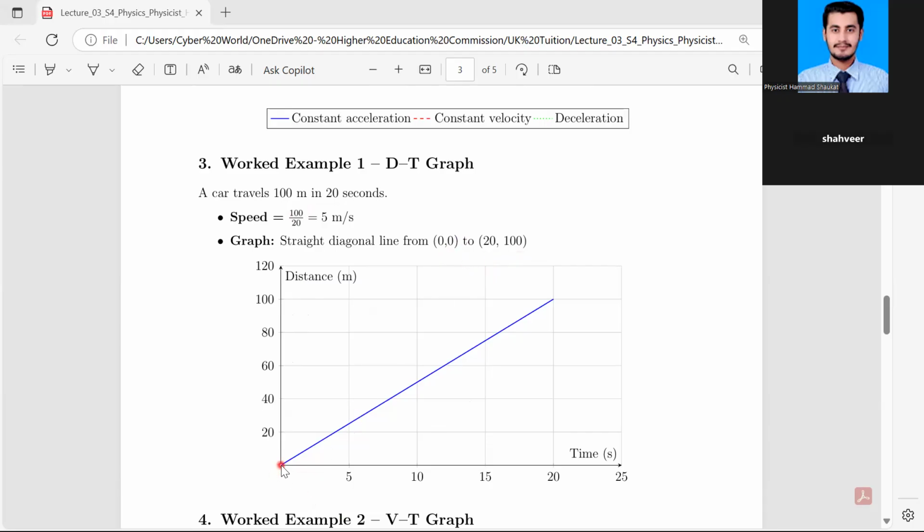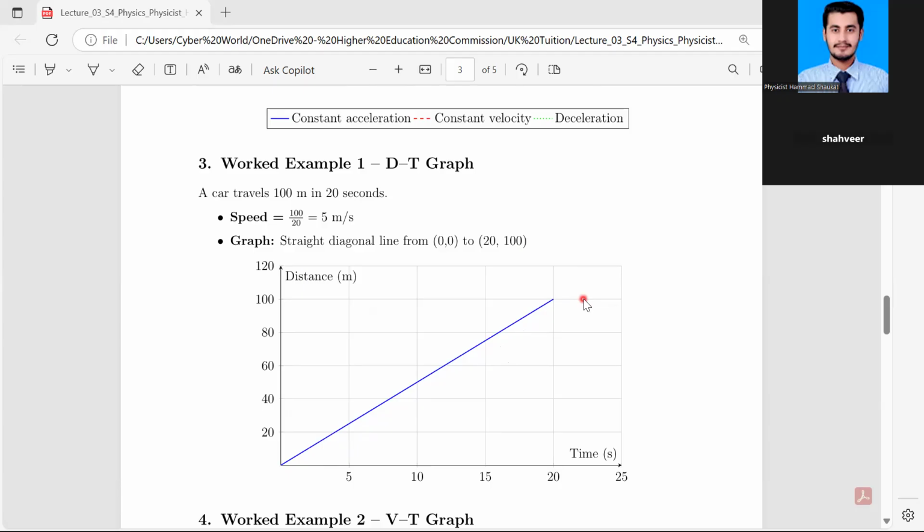The 0, 0 point is here, am I right? Distance is 0 and time is also 0 at this point, right? And the second point is this. Time is 20 and distance should be 100. So this is a point and this is a point. So you got 2 points. What you have to do is just make a straight line. So basically this is how you can draw the line in a distance time graph.